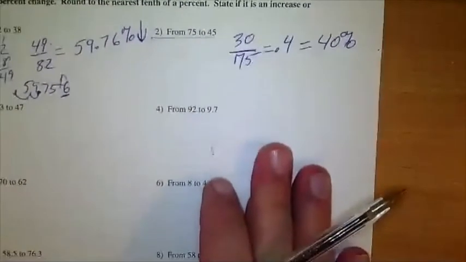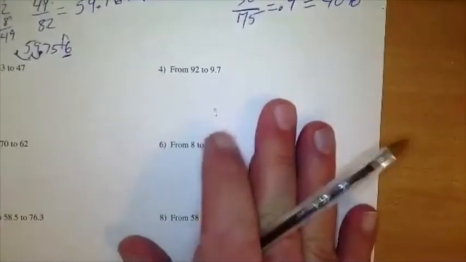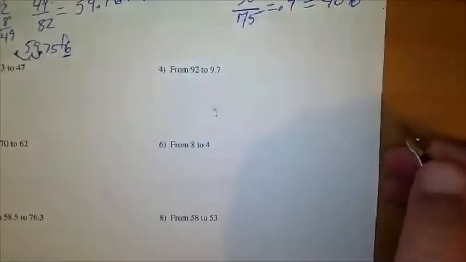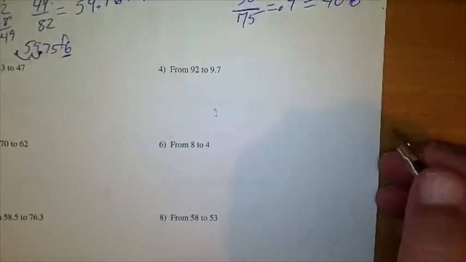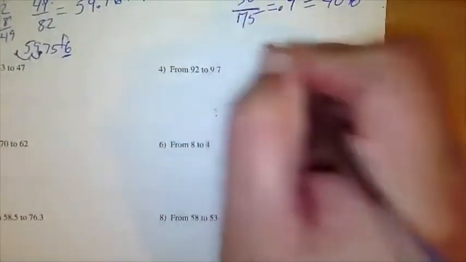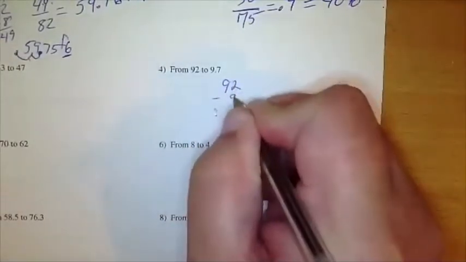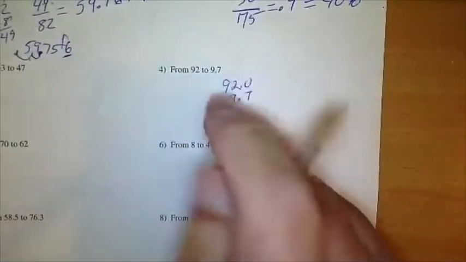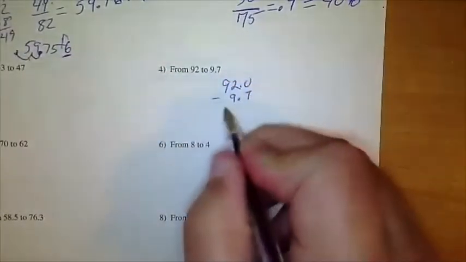Let's do number 4. That one's kind of ugly, right? Because it's got a decimal. So who wants to tell me what I should do first here? Subtract. Excellent, Mr. Parker. Right. Thank you, McKenna. All right. So I'm going to take 92 and I'm going to subtract 9.7. Now remember, I have to put that 0 there so I can do it.